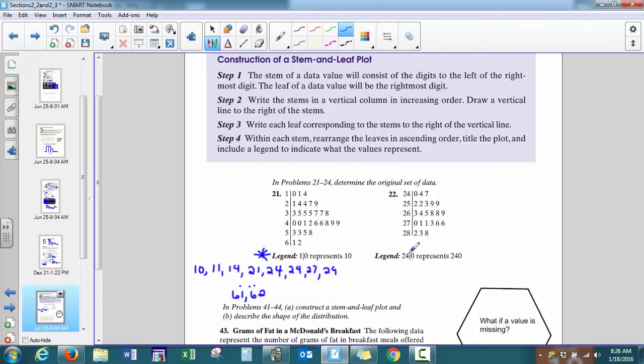We can also have a stem and leaf plot set up like this, where you have 2 numbers in front and 1 number in the back, and that represents 240. So in this data set, this is 240, 244, 247, 252. For the sake of time, you continue doing that for all the numbers, and the last 3 numbers would be 282, 283, and 288.